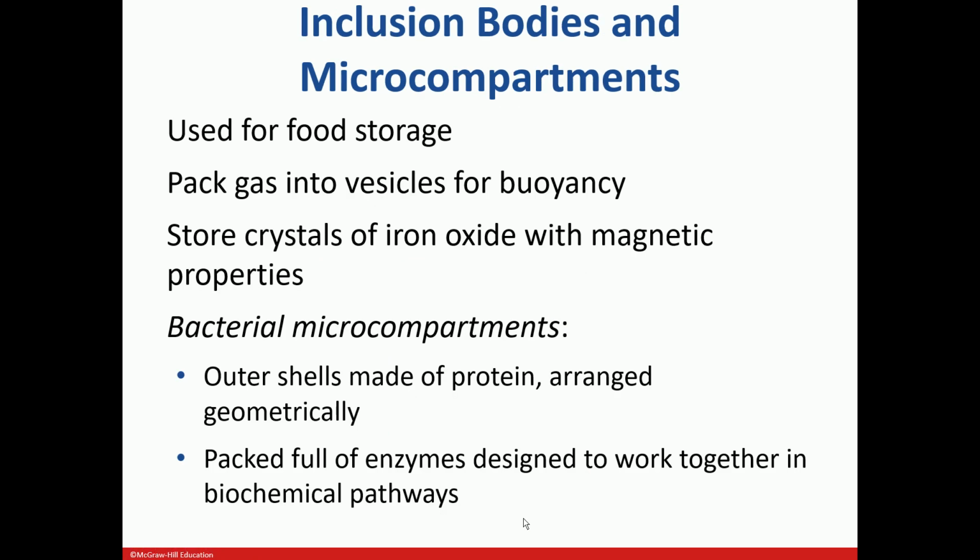Now we have already talked about inclusion bodies in the bacteria. Inclusion bodies are basically used for the storage of food, or they can also pack some gas in these vesicles so the bacteria can float. They can also store some iron oxide, and some of the bacteria have magnetic properties, and it's all because of this iron oxide in these inclusion bodies. Bacterial microcompartments basically have a lot of enzymes in them, and these enzymes help in biochemical pathways.